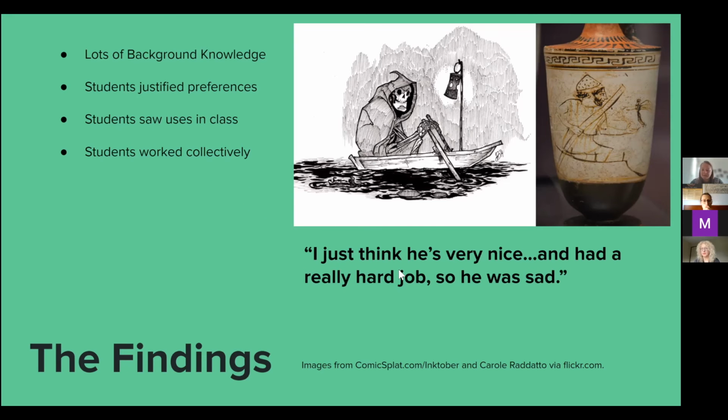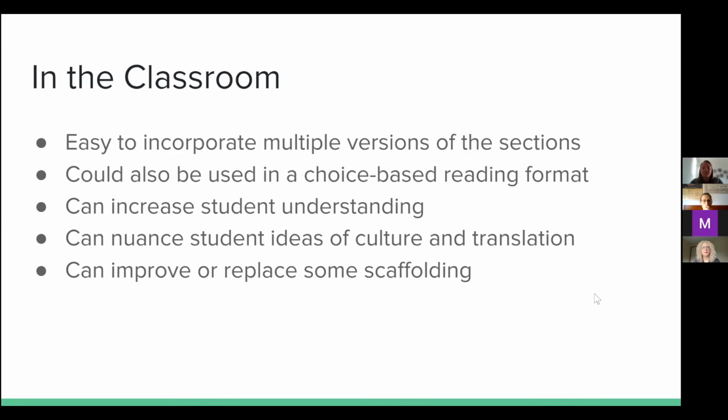Okay, let's see if I can get this to move forward. There we go. That kind of led me to think, as a teacher, how I thought this would be beneficial, taking out of this study to use in the classroom, and some benefits that I was hoping for and did see there. And the first, of course, is that it's really easy to incorporate using the different translations, and there's lots of different ways to do that.